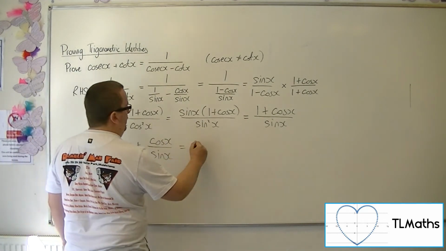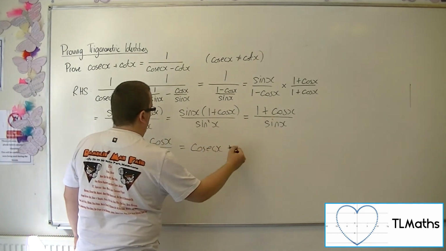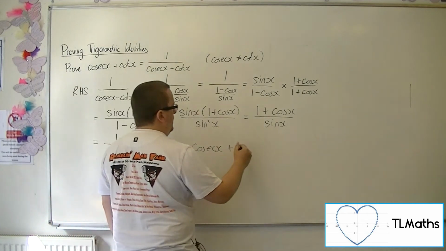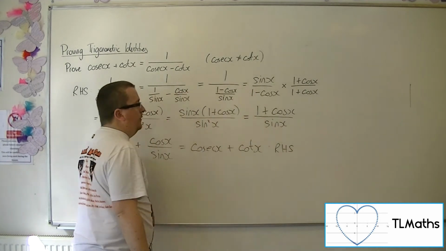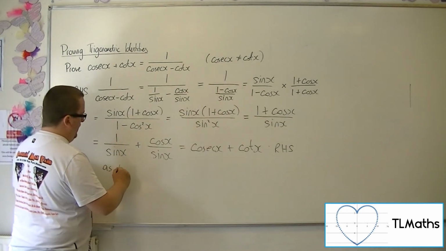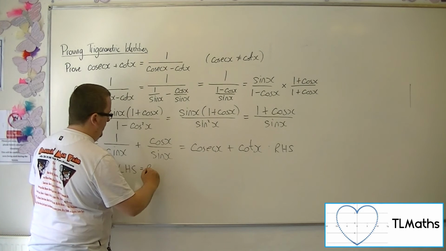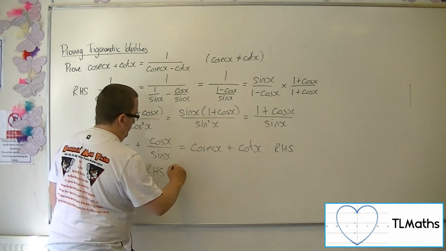1 over sine we know is cosec x. Cosine over sine is cot. And that is the right-hand side. So as the left-hand side is equal to the right-hand side, we are done.